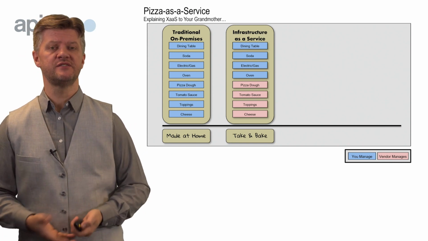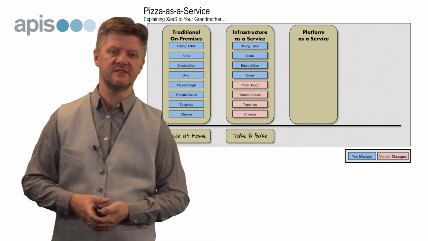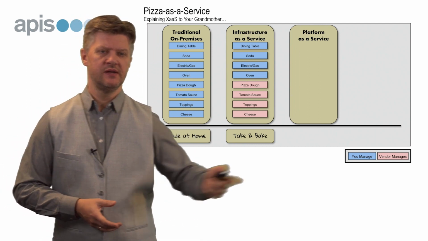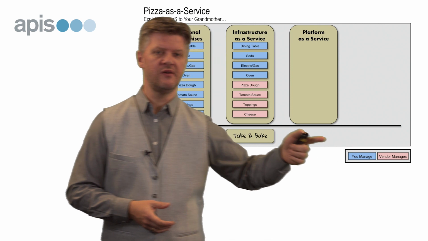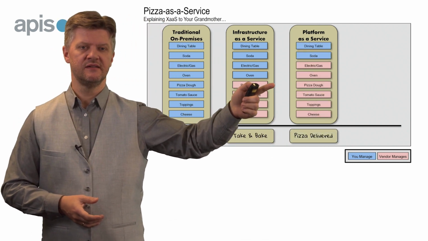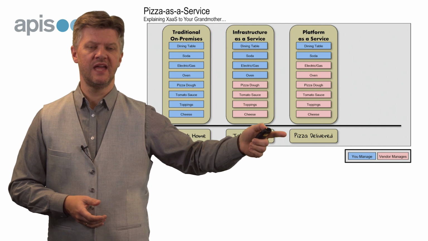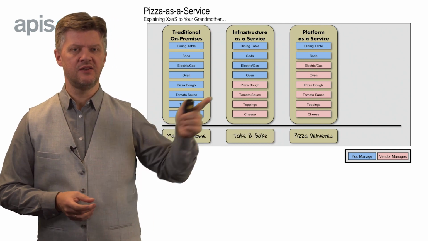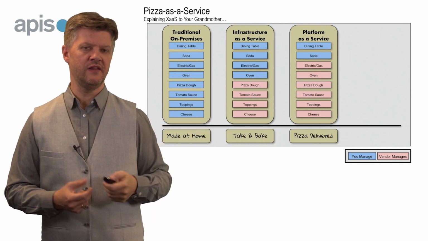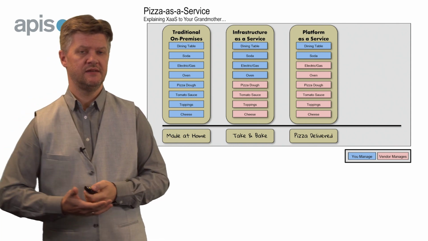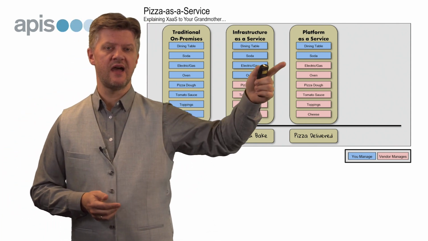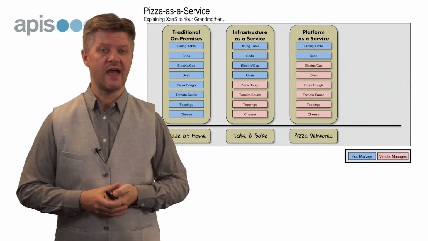From infrastructure as a service, we can move on to platform as a service. So more pink vendor manages things. So if I order pizza, then I suddenly don't need an oven, because hopefully the pizza is hot when I get it. So I get the pizza and I only need the dining table and something to drink.